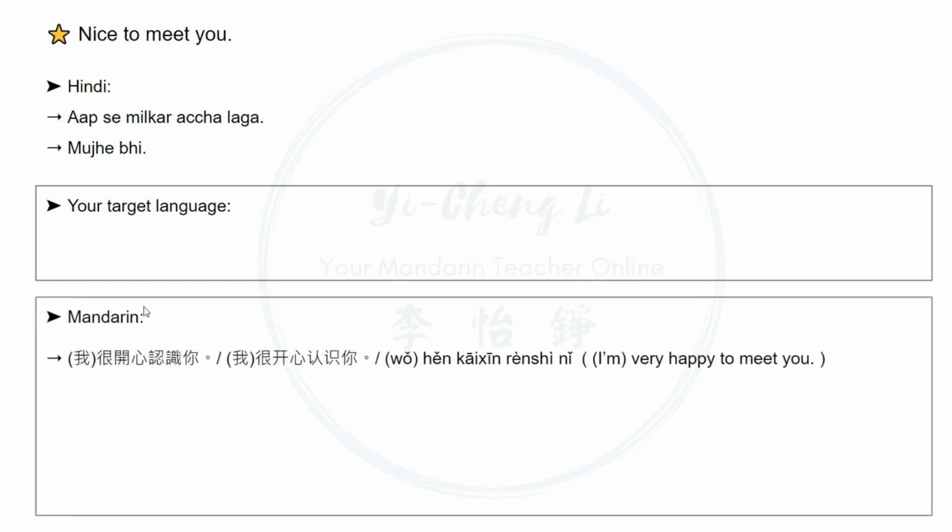In Mandarin, we say "I am happy to get to know you," specifically for the first time. To mean "meet you and get to know you for the first time," we use 认识 to mean to know someone. 开心 is happy.